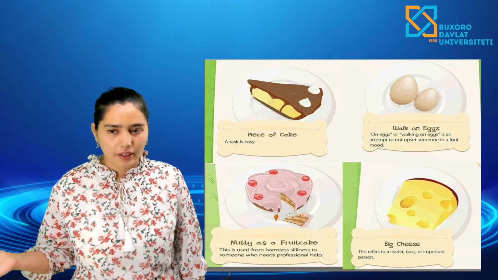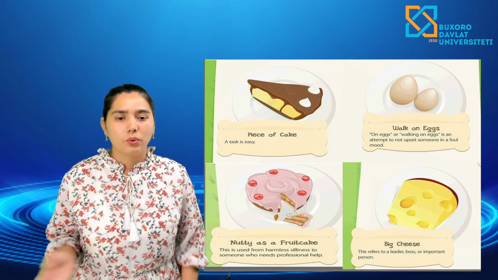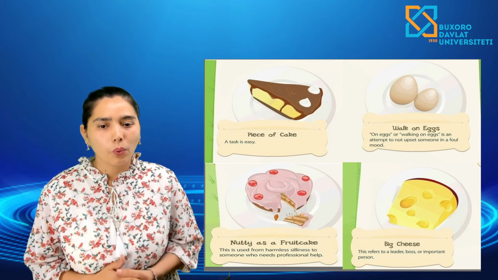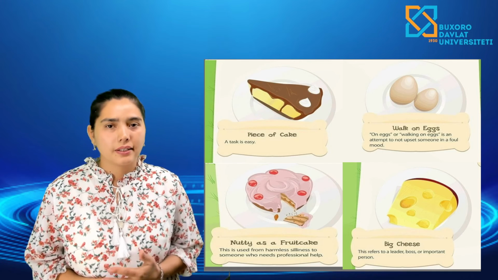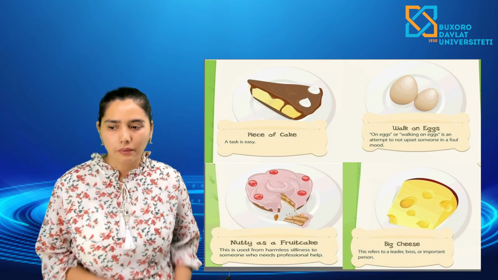Next one is piece of cake. It means a task is easy. Walk on eggs, or walking on eggs. Like it's a mention of setting someone in a foul mood. Big cheese refers to an important person, not a fruit cake. Fruitcake is used from harmless silliness to someone who needs professional help.